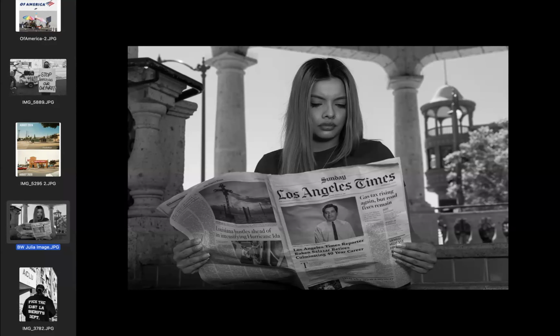So I created this fake newspaper where the headline is "Ruben Salazar retires, culminating 40-year career." The paper is dated 1998. I felt I needed to create this image in the name of Chicano futurism, where this alternate future exists where Ruben Salazar was able to live his full life and not have to be a martyr. I just think he deserved that in some way. I asked my friend if she could hold the newspaper and come with a late 90s aesthetic.